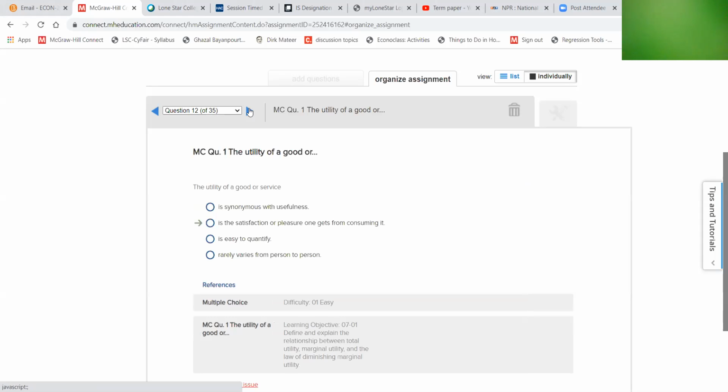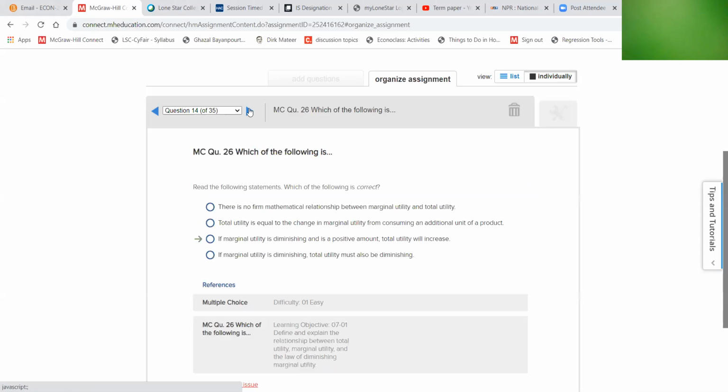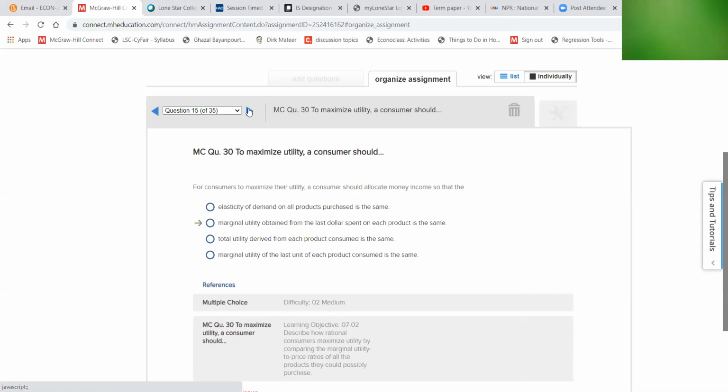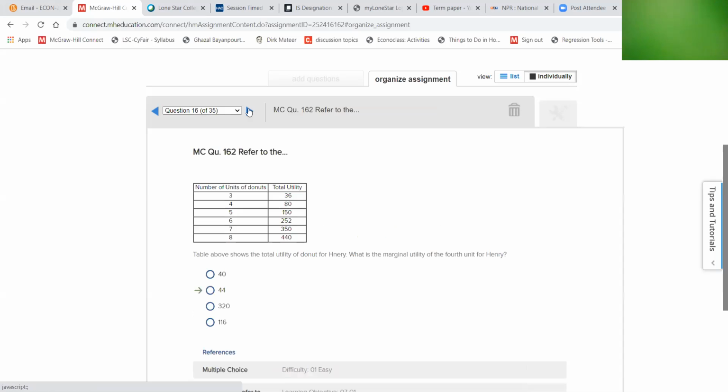I'm skipping this one. It was from the notes, law of diminishing returns. This was also from the notes. You also had a similar question in the homework, so make sure you check it out. Same thing also here. That's the consumer equilibrium condition. So I'm going to skip that one. It was straight from the notes.